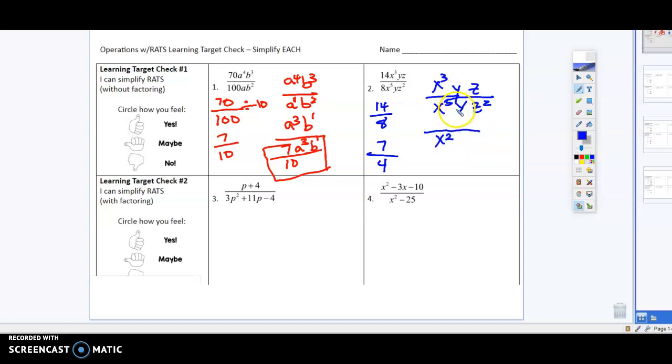Y to the first over y to the first. Well, those cancel out, right? So we don't even have to write anything for that one. These cancel out. Z to the first divided by z to the second. That's going to have me z to the first in the bottom. And now we're going to combine these two. So our final answer is going to be written out as 7 over 4, x to the second, and z to the first.